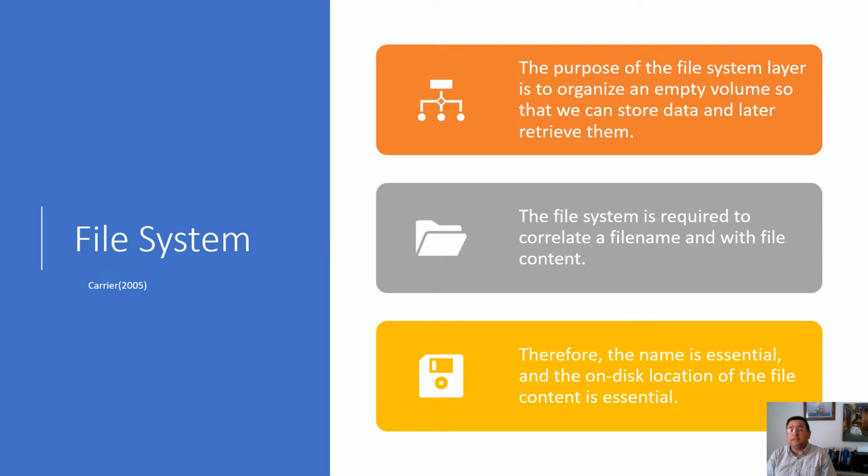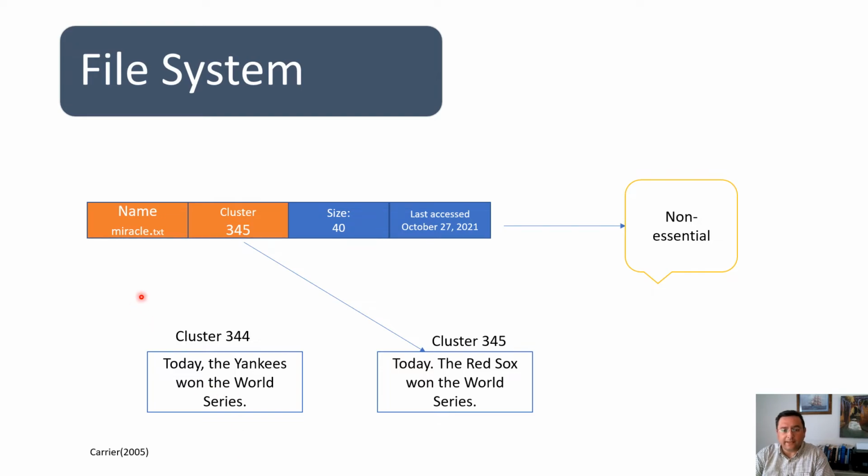And therefore especially the name is very essential, and the location of the file content is essential to correlate the file name and the content of the file. So for example, what you're seeing here is basically the file name and the cluster name that helps the hard drive to correlate the file content with the file system.